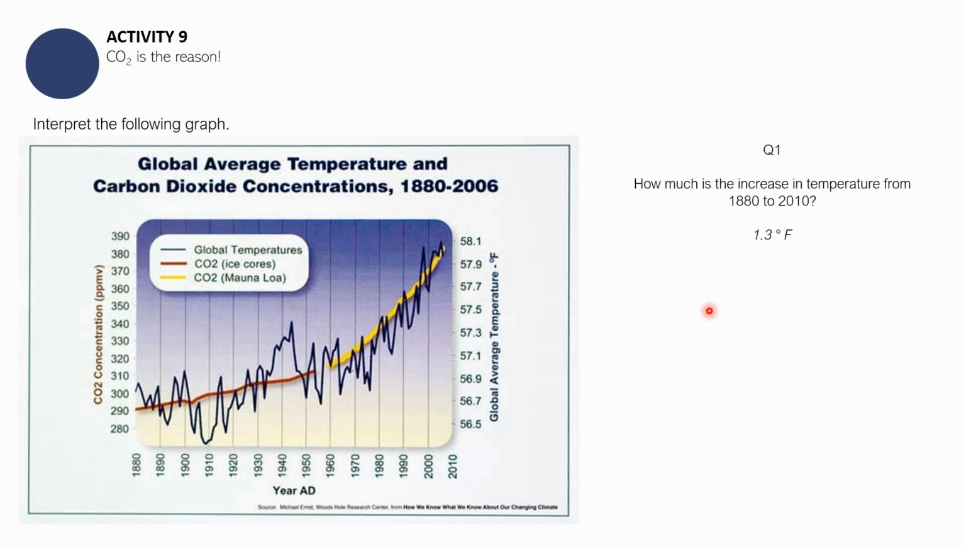So for the first question, the answer is 13 degrees Fahrenheit. Again, the answer for the first question is 1.3. I'm so sorry, that's not 13. It's 1.3 degrees Fahrenheit. Question number 2, the answer is increased by 100 parts per million by volume or ppmv. Ganun karami ang idinagdag na amount of carbon dioxide from 1880 to 2010.